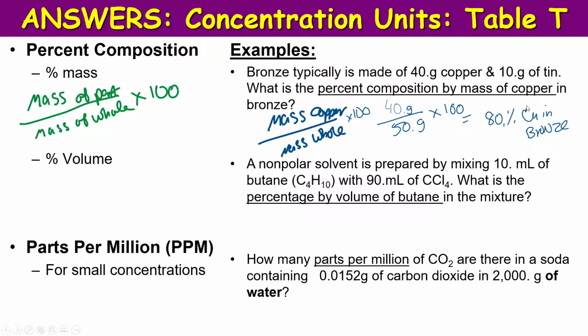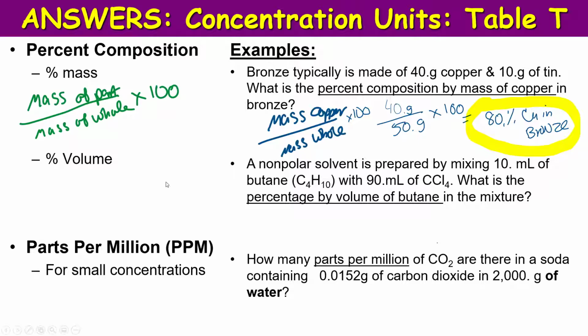So our percent by mass of copper in bronze is 80%, and it is to 2 significant figures because remember, in multiplication and division, we have to take the least. The second percent composition formula is percentage by volume. So now we're dealing with the space that something takes up, not its mass.